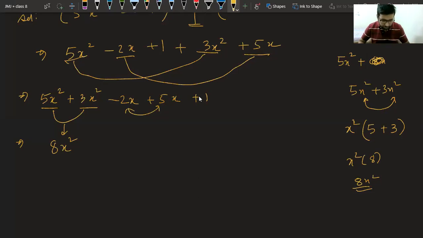What is the answer of minus 2x plus 5x? My God, we have plus 5 and minus 2. So the answer is plus 3x, beta. Those who are saying 7x.